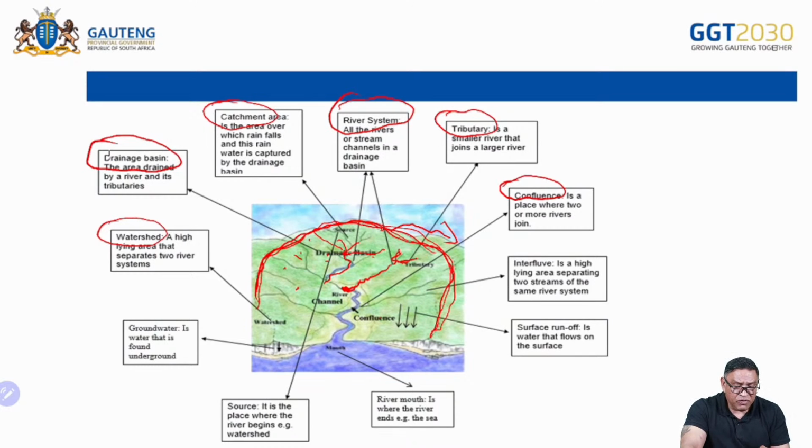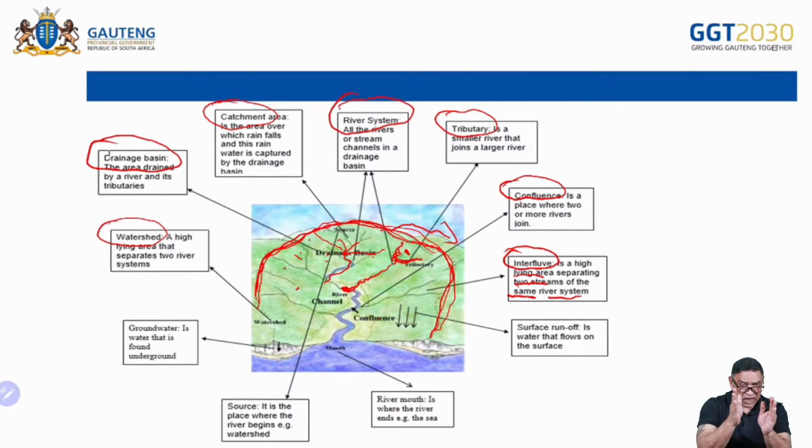Now, for us to have two tributaries separated, there has to be a highline area in between. Otherwise, the rivers won't be separated. And then we come to our interfluve, a highline area separating two streams of the same river system. And that is your interfluve, right? That we have there. So you can see the interfluve that is separating the two tributaries.